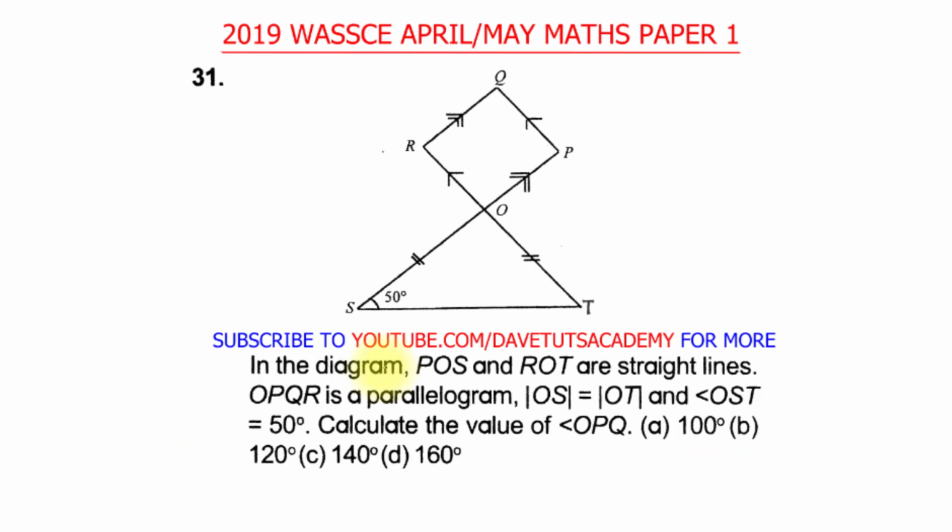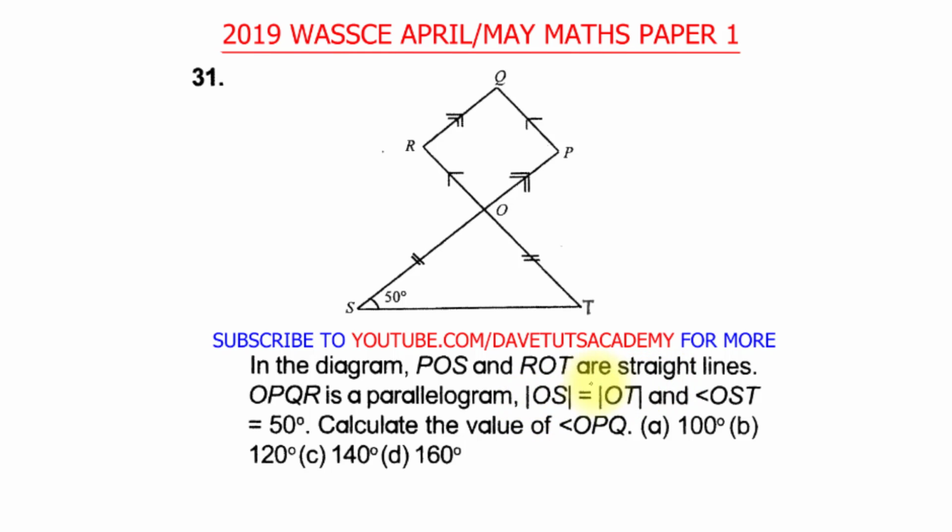All right, in this question we're told that in the diagram, POS and ROT are straight lines. So we need to identify that this POS, this line that I'm moving my cursor over, and then ROT, this line, are straight lines. Then OPQR is a parallelogram. We need to understand the properties of a parallelogram. We'll come to that. Now we're told that line OS is equal in length to line OT. So OS and OT are equal in length. That's why we are seeing these double lines indicated on the two of them.